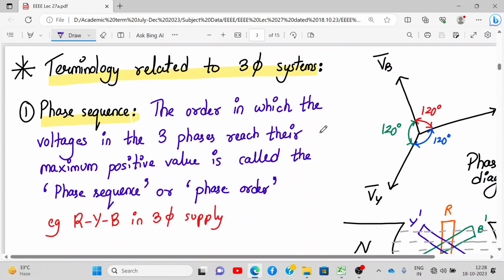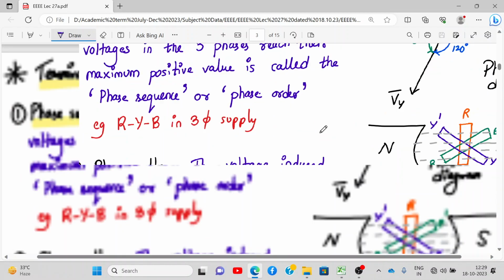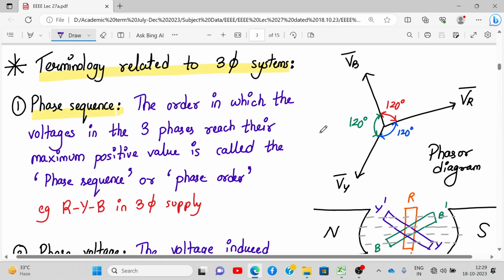Okay, now write down three-phase system terminology. Write with your pen. Mobile phones, you can keep aside. First, write down phase sequence. I'll tell you not to write the definition, just write the main heading, that is phase sequence, and I'll explain.